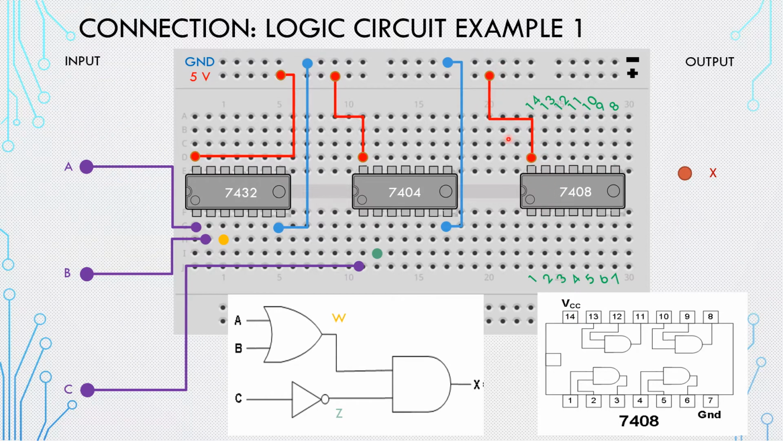5 volt, we're gonna connect it to 14, similar to the other. So the whole line here is 5. This is the way the breadboard works. The 7 should be connected to the ground. So this is the ground. The whole line here is ground.